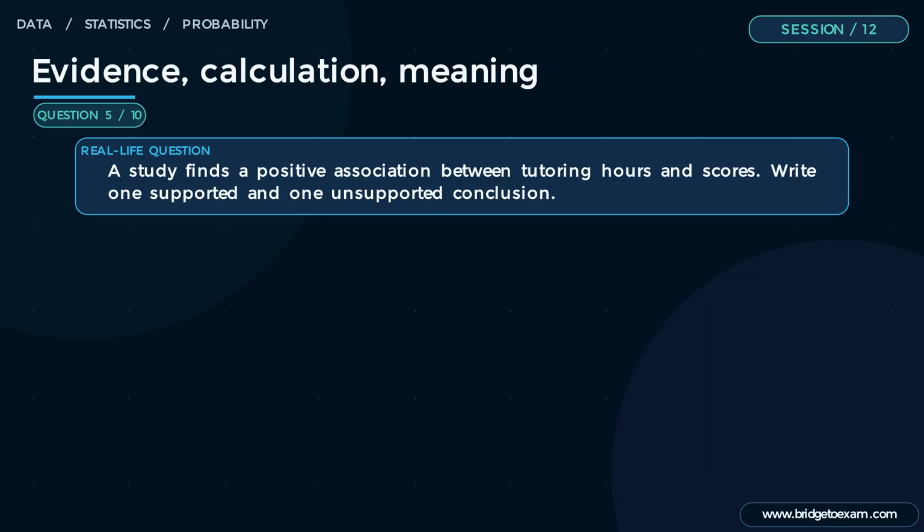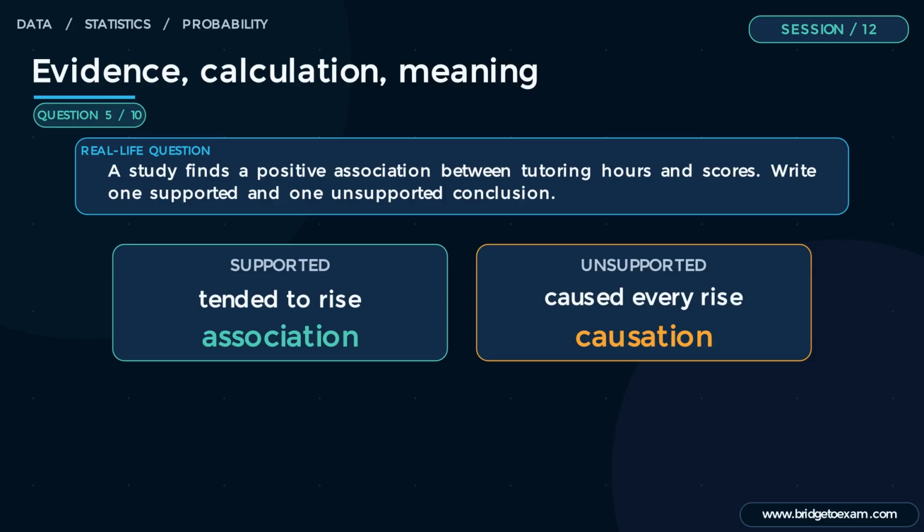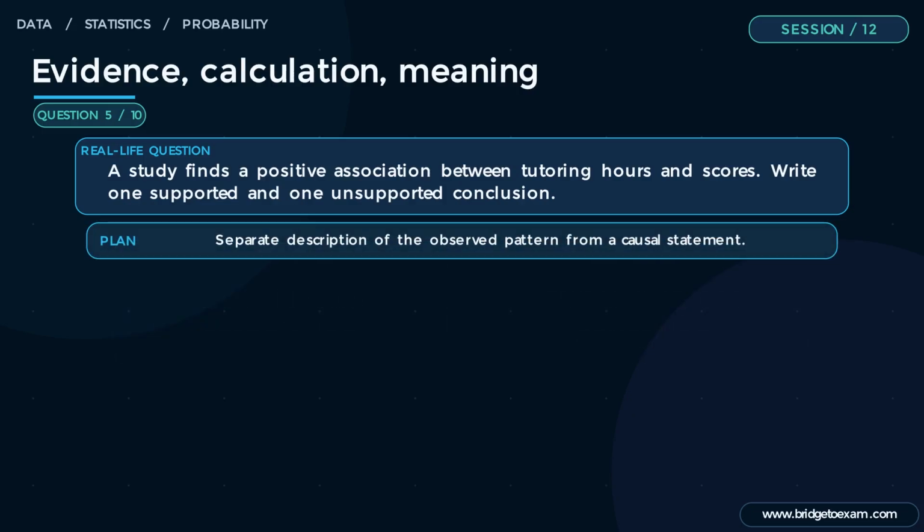Example 5. A study finds a positive association between tutoring hours and scores. Write one supported and one unsupported conclusion. The comparison places both cases on the same scale. Plan. Separate description of the observed pattern from a causal statement.